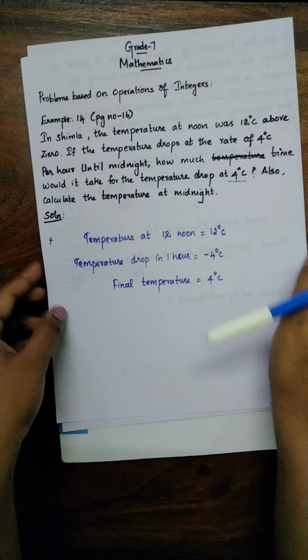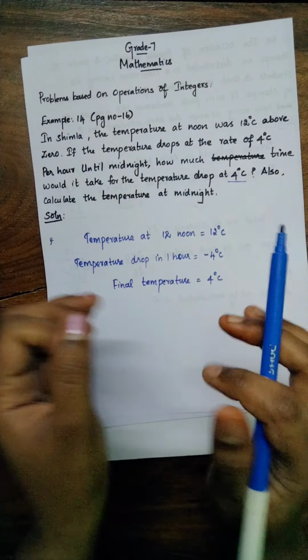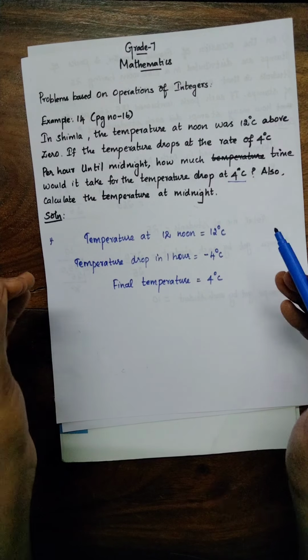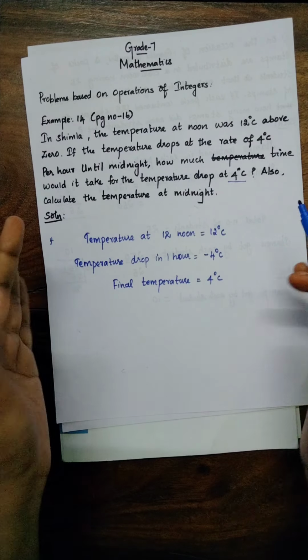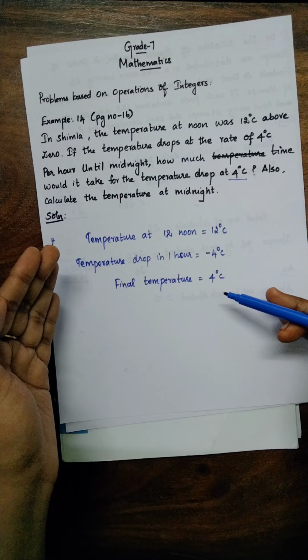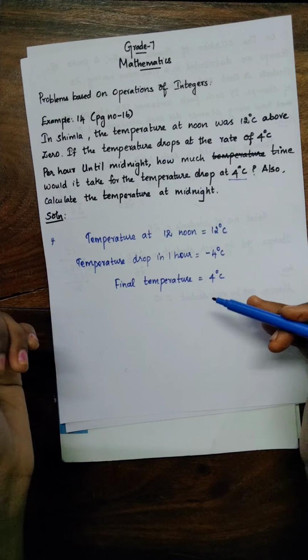Do you understand the question? The temperature at 12 noon is 12 degrees Celsius. The temperature drop in 1 hour is 4 degrees Celsius. Then our final temperature is 4 degrees Celsius. We are going to find how much time it takes for the temperature to drop from 12 degrees Celsius to 4 degrees Celsius. We are going to find the time taken. Understand? Okay, now we are going to find the time taken by using the number line.